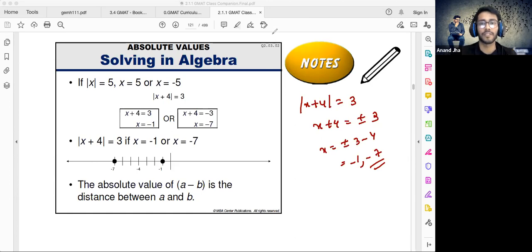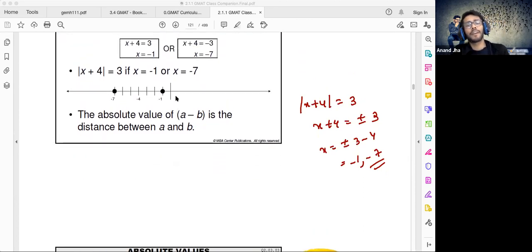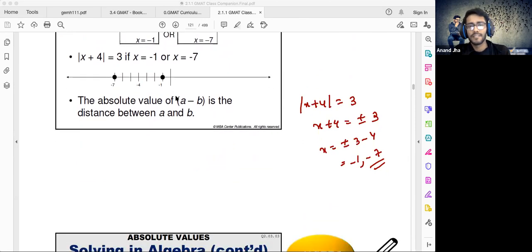Inequality also we will discuss on this, because inequality also they do ask. The absolute value, mod of a minus b, is the distance between a and b. Yeah, clearly.